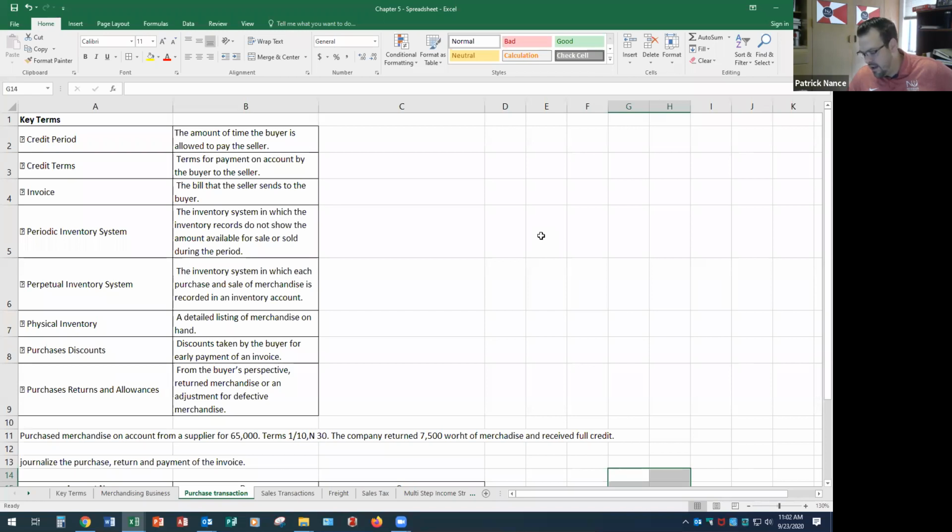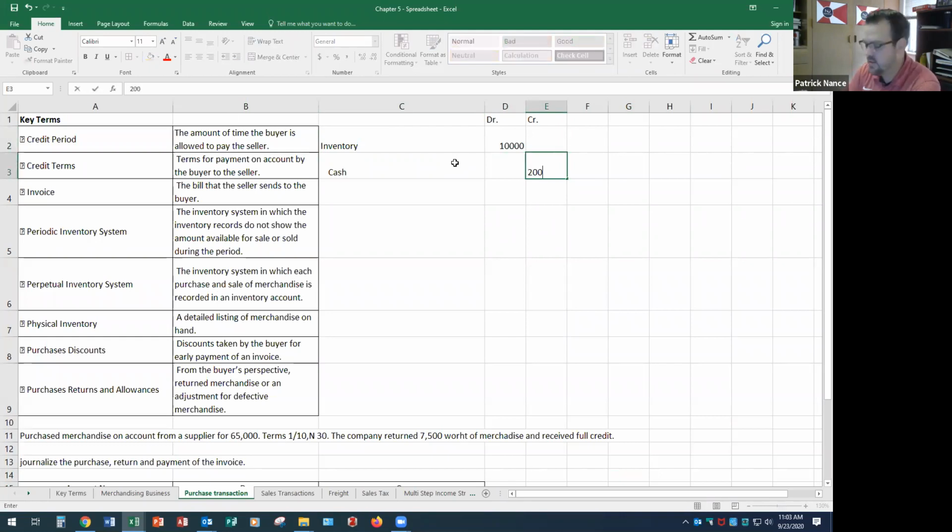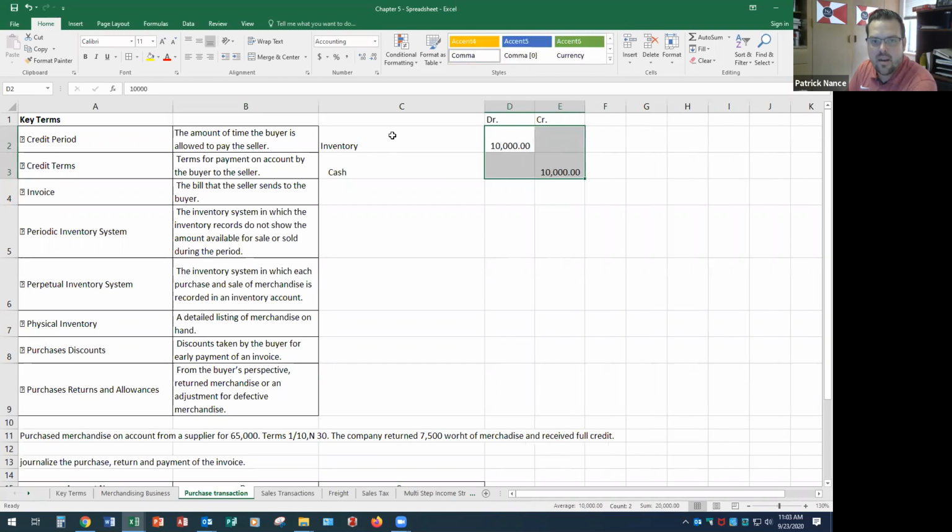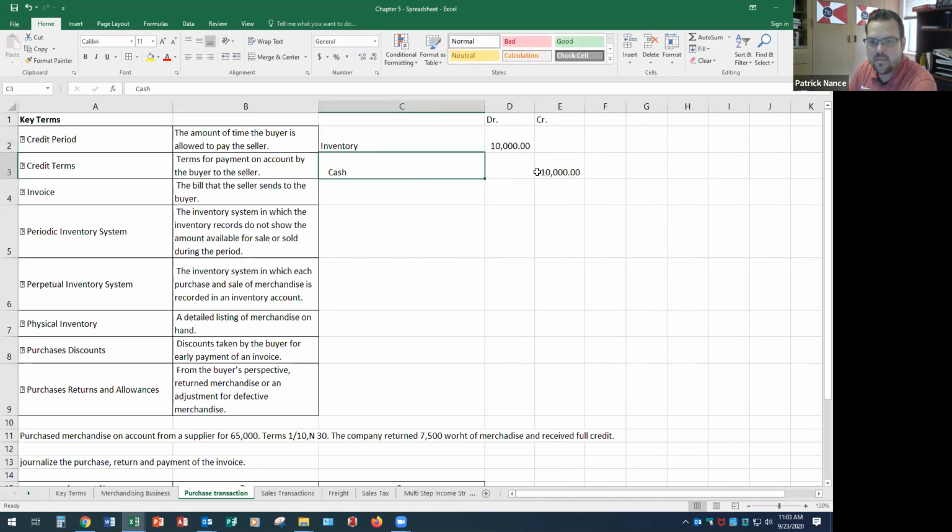If I buy inventory, the entry is relatively simple. If I buy it just for cash, then I would just debit inventory for whatever the cost was, and I would credit cash for whatever the cost was. So let's say I bought $10,000 worth of inventory. I would increase inventory by $10,000. That's that new asset account we have for this chapter. And I would credit cash for $10,000 because I spent money.